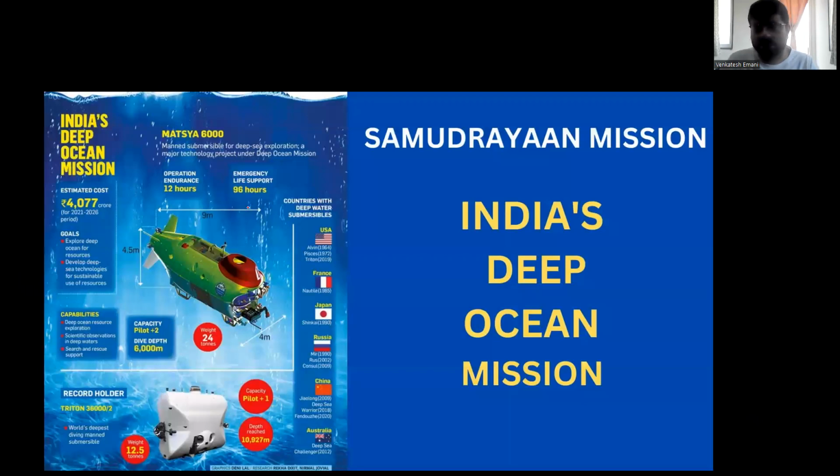An additional fact for you: India has a deep ocean mission called the Samudrayan mission. And there is a machine which you have developed called Matsya 6000, which is a deep sea exploration equipment. Matsya 6000 is a submersible for the deep sea ocean, used for exploration, which is a major technological project under the deep ocean mission. This is an important point. What is Matsya 6000? What is the Samudrayan mission? Such questions can be asked.